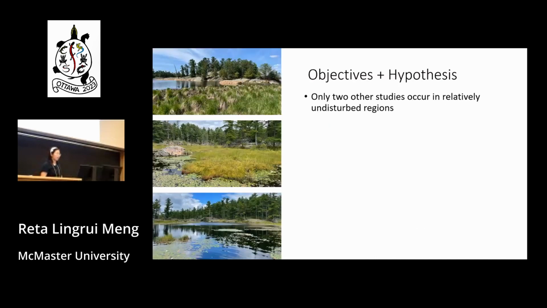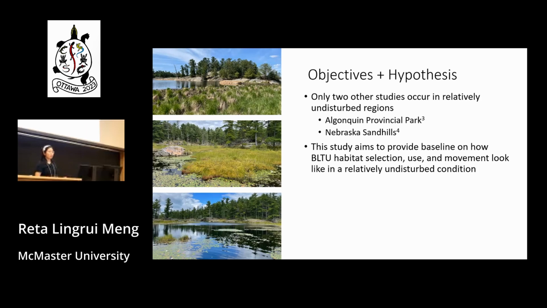So this is where our study comes in. Based on our literature review, only 2 other studies really look at Blandingii turtle habitat use in a relatively undisturbed region, one being in Algonquin Provincial Park and the other being in the Nebraska Sandhills in the United States. So our study aims to provide a baseline on how Blandingii turtles do their habitat selection, use, and move around in their landscape in a relatively undisturbed condition, which fills this knowledge gap. And then once we find out what's happening, we can use this to compare between degraded and reference sites in the surrounding region.